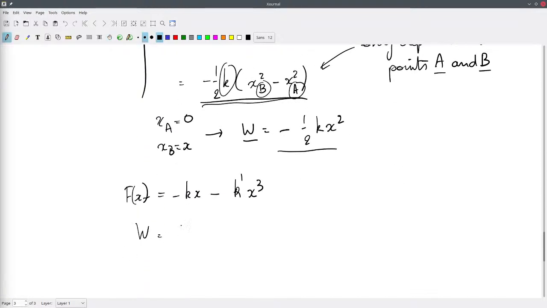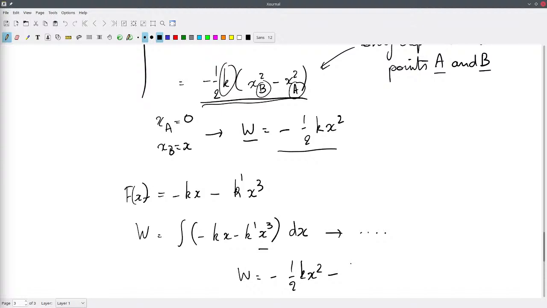So the work would then become the integral of minus kx minus k prime x to the third dx, and then you can calculate that integral, and of course it would have an x to the fourth term here. You'd find the work is minus 1/2 kx squared minus 1/4 k prime x to the fourth, or something like that. Just doing this off the top of my head. This is not, of course, something you need to worry about, because that depends too much on calculus and on integrals. But that's a good question.